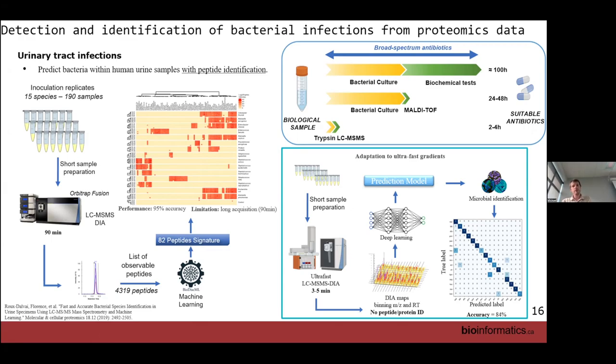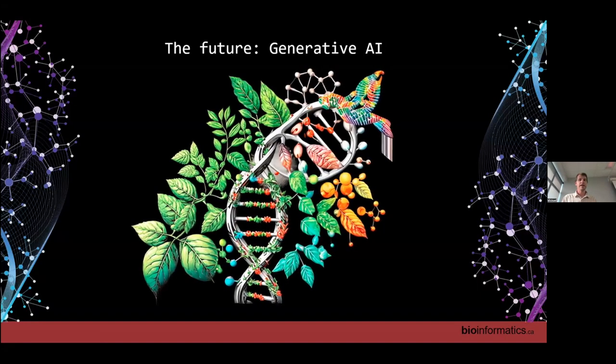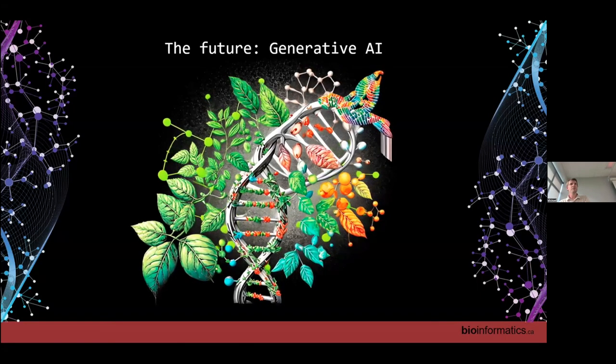So now we are also creating another project, since a few years now, to work on very short analysis, a very short run of 3 to 5 minutes. But the problem here is you don't have the peptide identification. So we need to go to deep learning to analyze the raw data, and it's a completely different job. We have an accuracy that is less than the one with peptide identification, but it's still reasonable, and we are continuing to work on it. So these are the current advances. And now the question is, what's the next step?